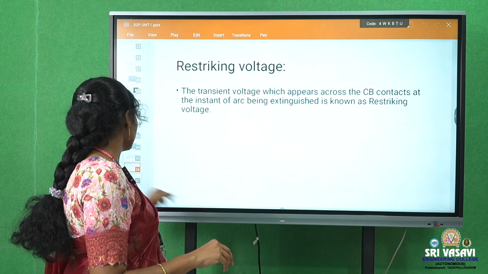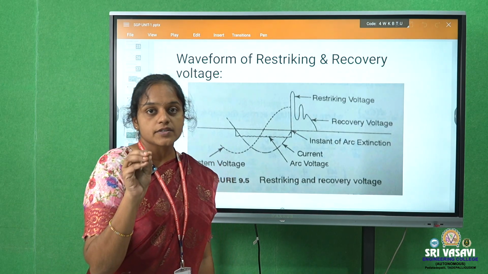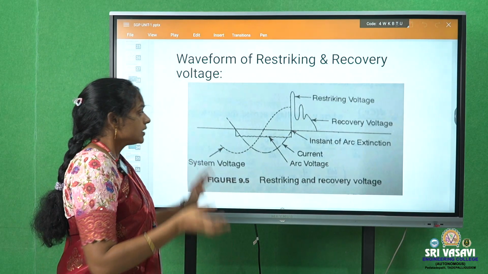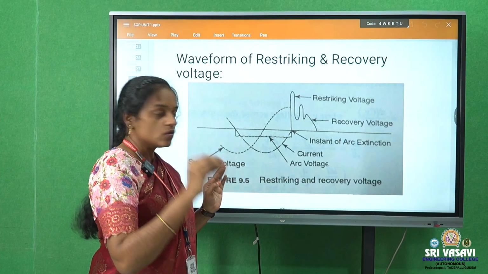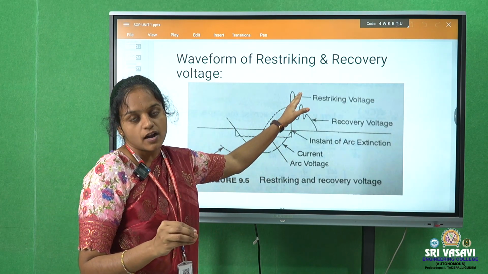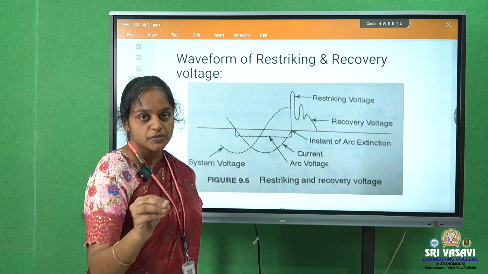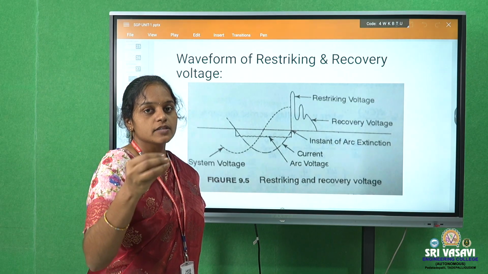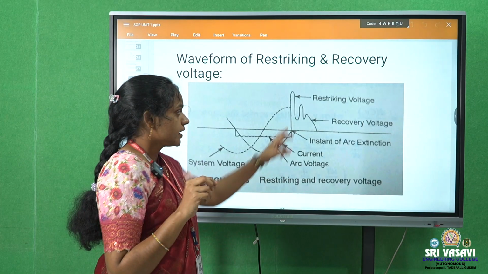Another one is restriking voltage. Restriking voltage means at the instant of arc interruption, the system voltage appears across the contacts, which includes the transient voltage also. Then the peak of that voltage is called the restriking voltage. At the instant of arc interruption, the voltage produced is combined with the system voltage, then the transient voltage is called the restriking voltage. And recovery voltage is also there.